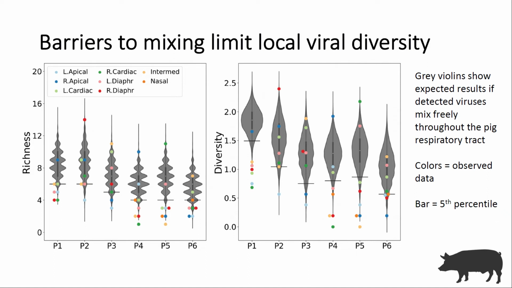And so the results from the simulation are shown here with the gray violins. That would be the distribution of results observed if there were free mixing. And then the colored data points are showing the observed results. All right, so with exceptions, you can see that the observed data lie typically in the lower half of the distribution, so supporting this idea that the compartmentalization within specific lobes leads to lower diversity at a given site.